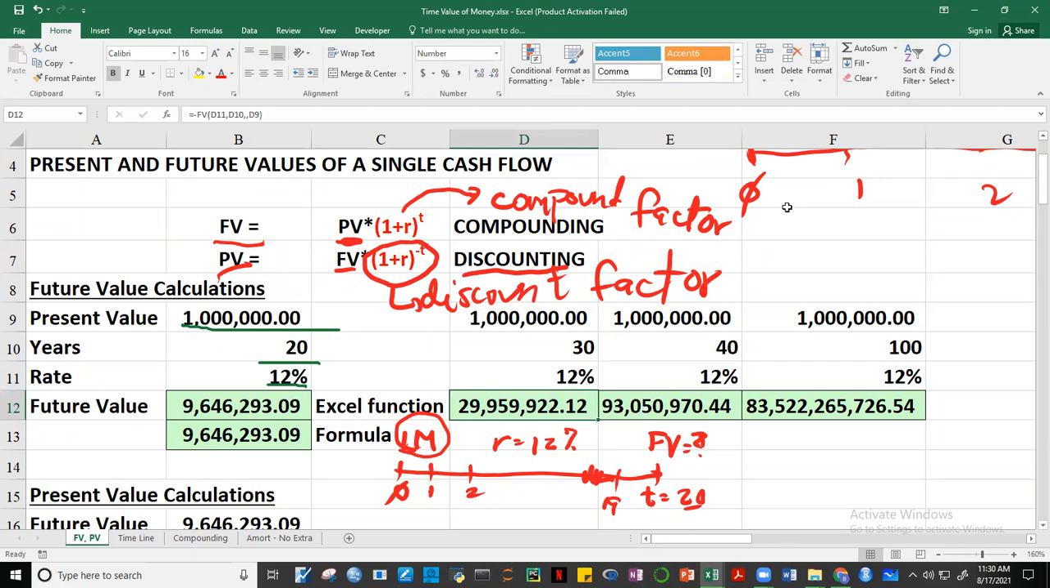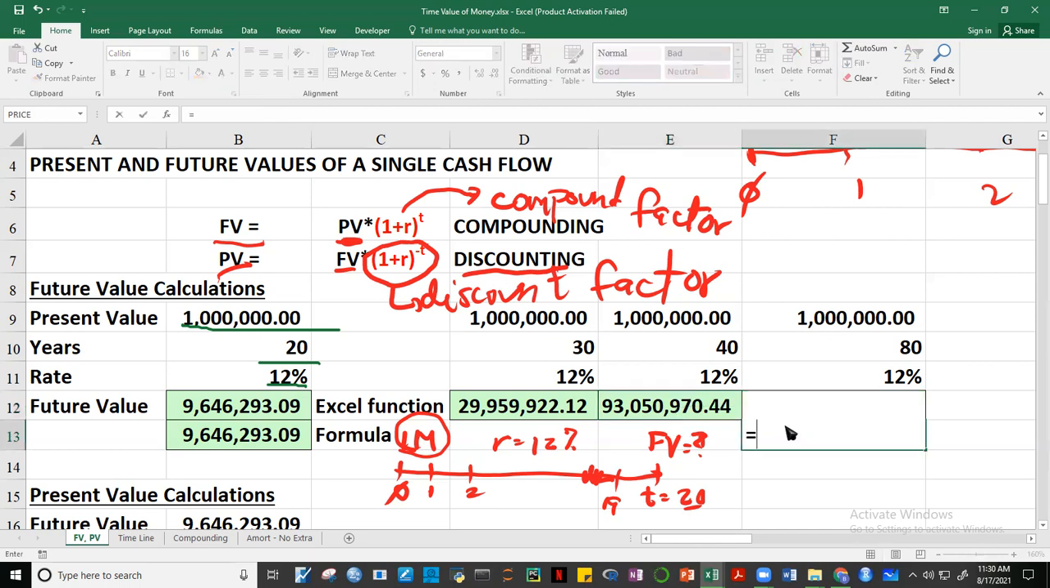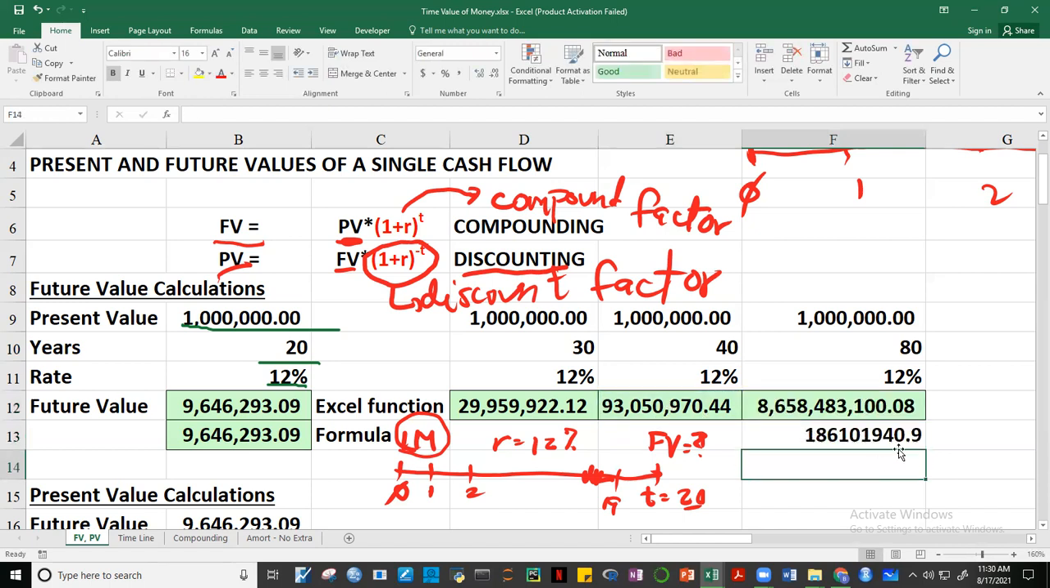Hindi linear, guys, hindi linear yung relationship. Okay, it's an exponential relationship, 93. Tapos magdagdag tayo, kunyari doblehin natin to 80. Kung 80 years, notice, pag 80 years, guys, this is already 8 billion. Okay, so hindi lang na doble. Kasi sabi natin, 40 to 80 years na doble yung result, so madodoble yung amount natin? Hindi. So far from that, guys.